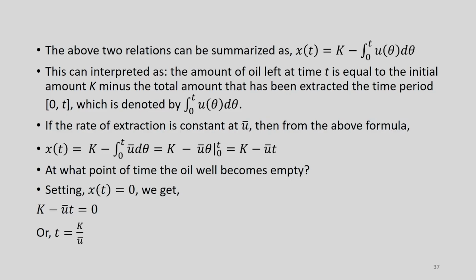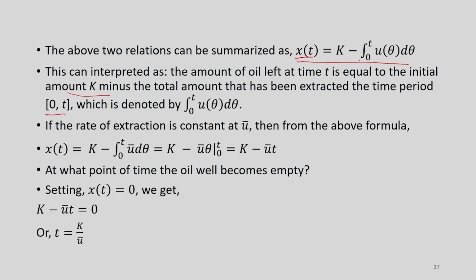The above two relations can be summarized as follows. The x(t), or the amount of oil that is left in the well at point t, is equal to capital K minus the integral from 0 to small t of u(theta) d theta. What is the interpretation of this? The amount of oil left at time small t, that is x(t), is equal to the initial amount, which is capital K, minus the total amount that has been extracted in the period 0 to t.